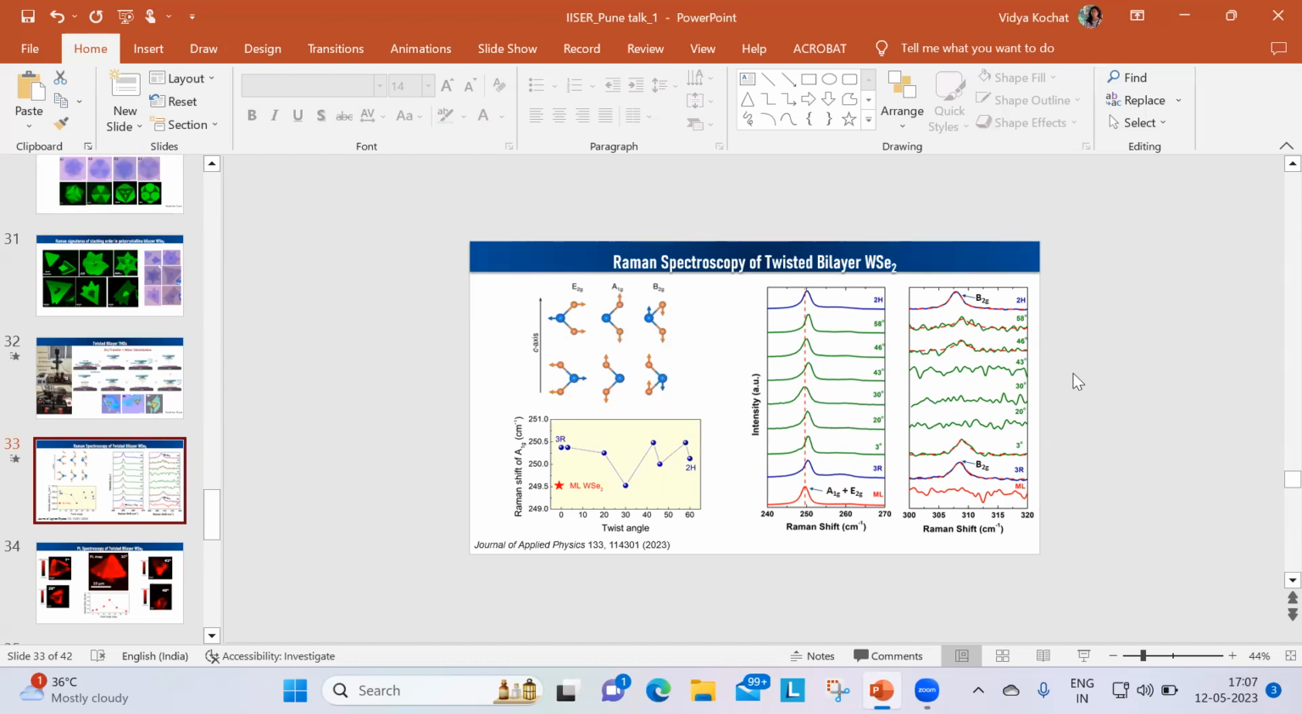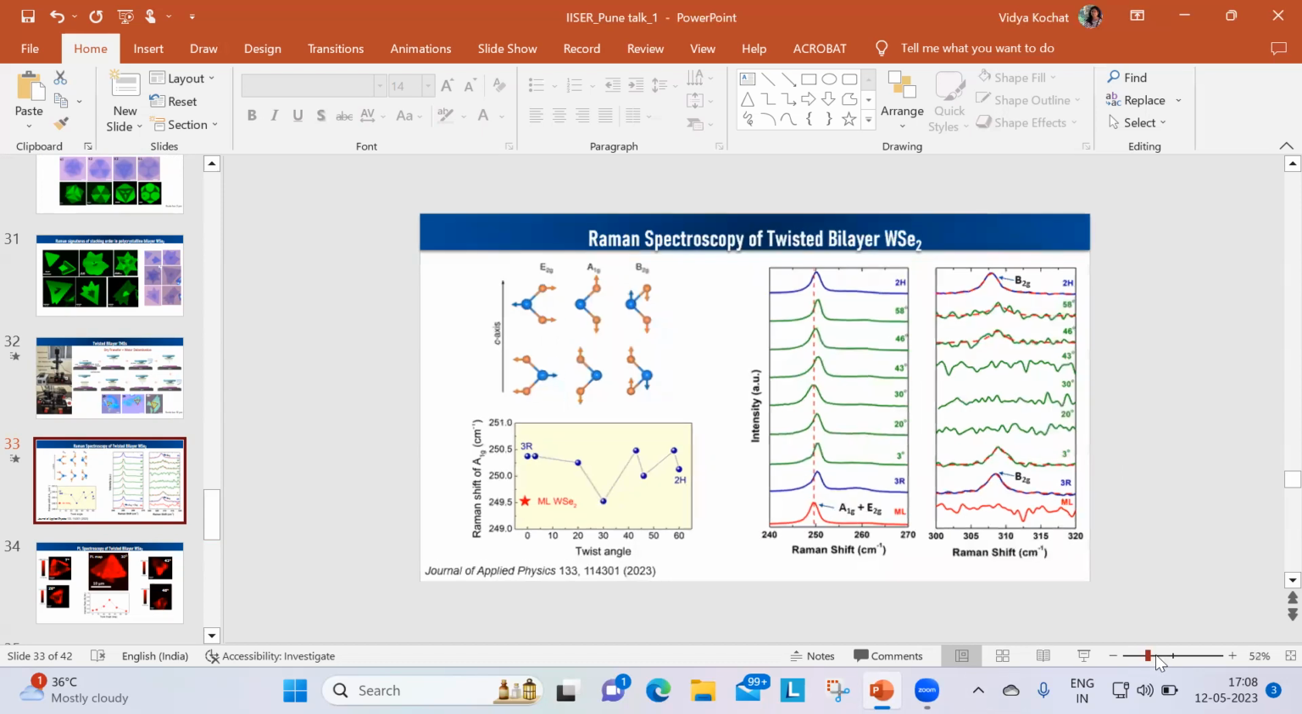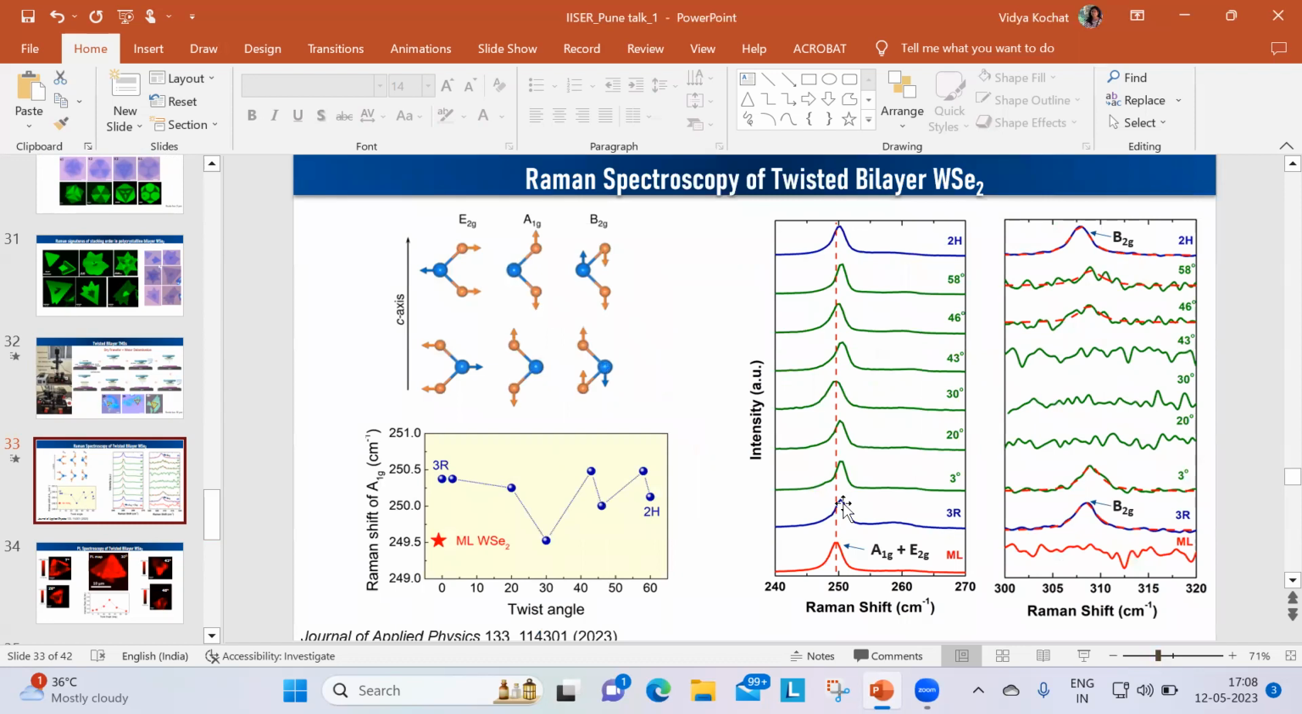Okay. So the shift that you are showing here is within, I guess, 1 centimeter inverse, right? Will it be resolved in this setup? Yes, with 2400 you can clearly see the shift between the monolayer and the bilayer. We have actually done this for the monolayer and bilayer and compared that with the literature values. Following that, we have done it for the other samples.